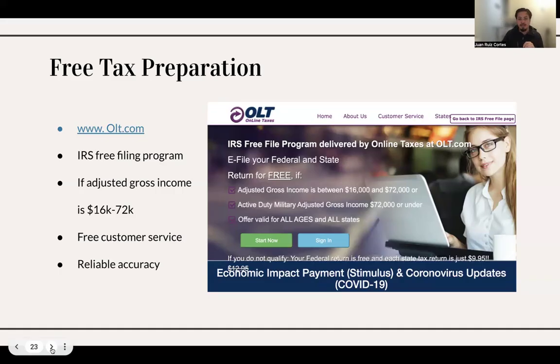If your income is between 16,000 and 72,000, it will be free to use. The state filing is free, and if anything, the federal filing is only $10. So this is the most accurate and reliable source I have found that is under $10 for you to use.